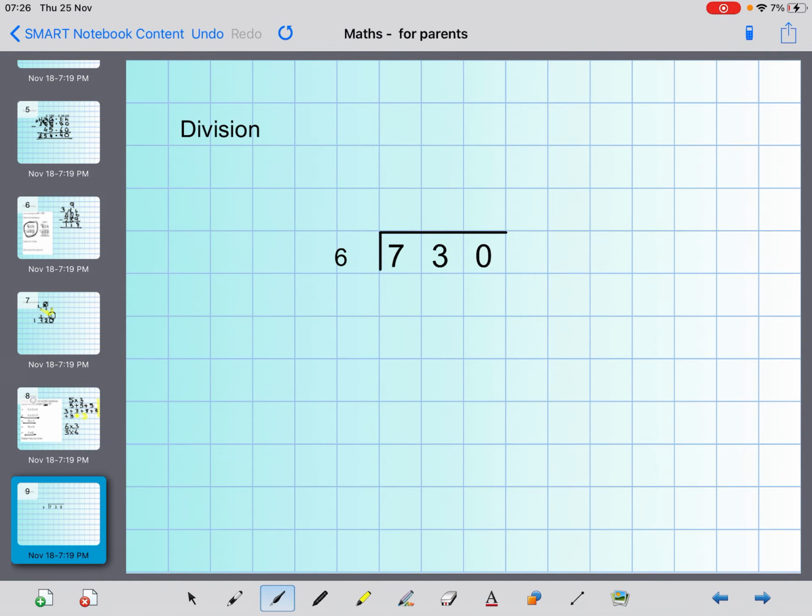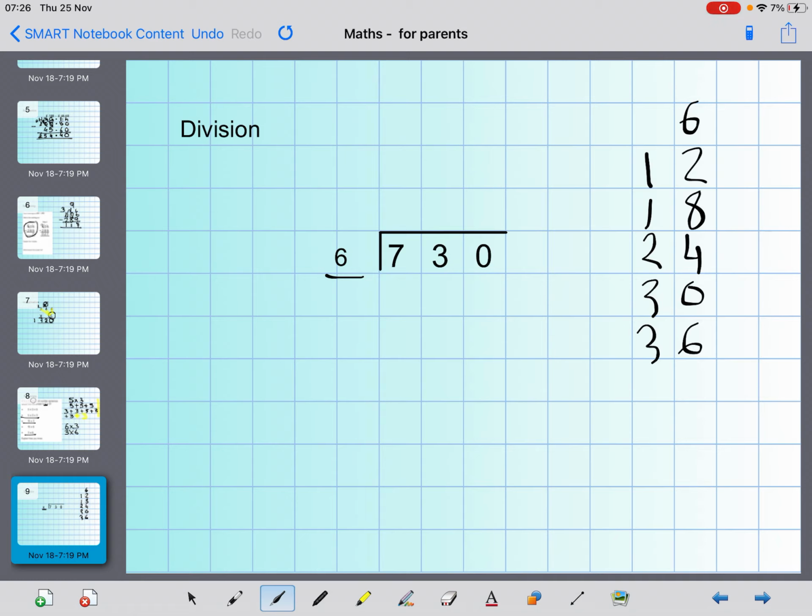Moving on to our division. In our division we use the bus stop method. And I always encourage the children to first of all look at the digit that they are dividing by and to write down that times table or have that times table in their head ready. So I would write down 6, 12, 18, 24, 30, 36, and then I'd probably stop there and see if I needed to go further later.